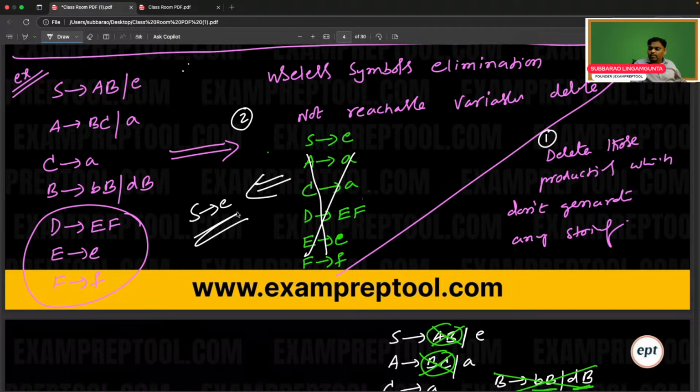In the useless symbol elimination, first thing is those productions which cannot generate anything. Delete them. Next step is those generating something but not reachable from the start symbol. Those also delete. Finally, S goes to E. Remember, you cannot follow whatever order you want.